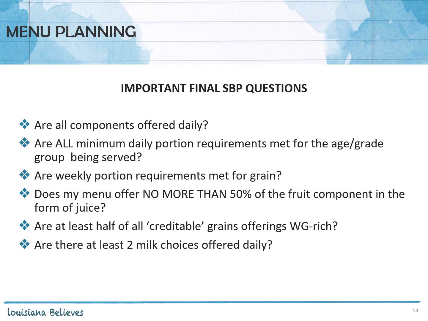Does my menu offer no more than 50% of the fruit component in the form of juice? Or at least half of all creditable grains offerings whole grain rich? Or are there at least 2 milk choices offered daily?